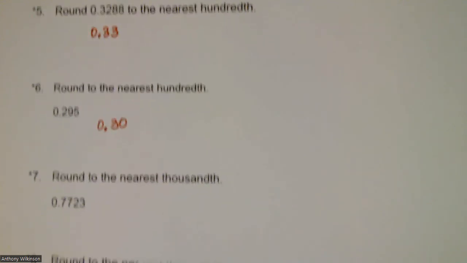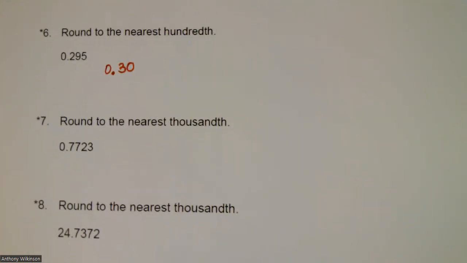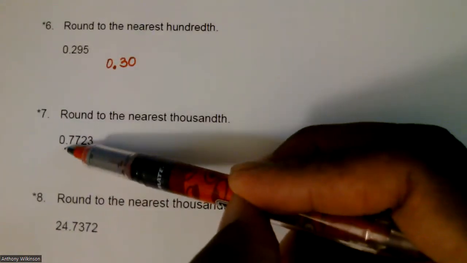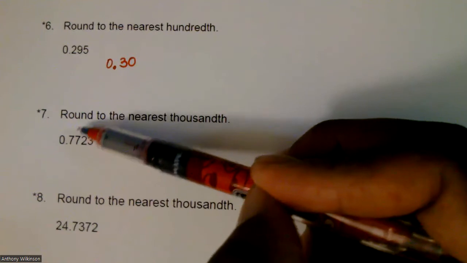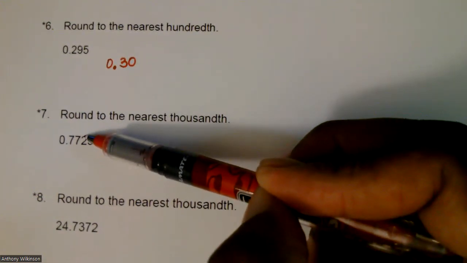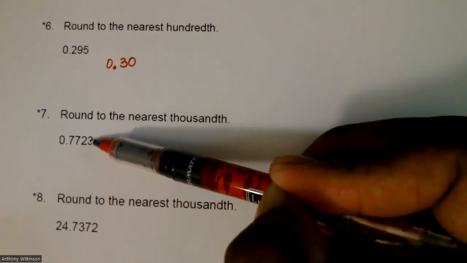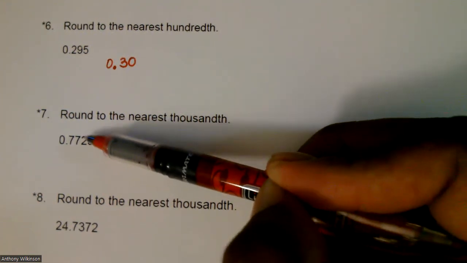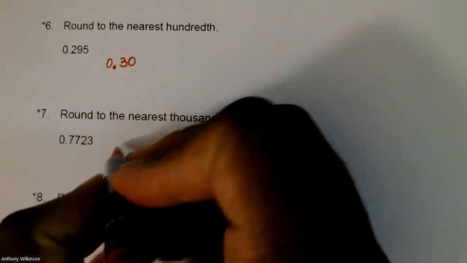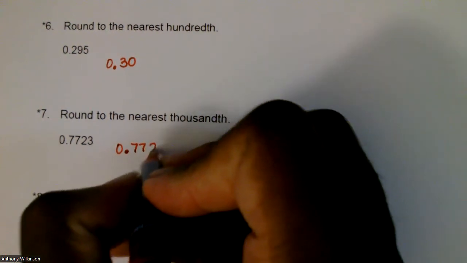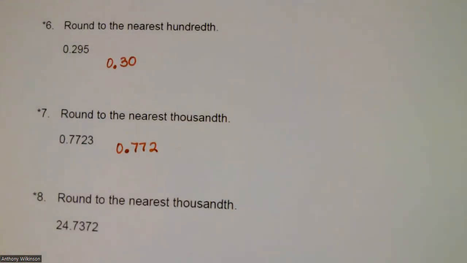All right, number 7, to the nearest thousandth this time, 0.7723. Well, let's look at the digit in the thousandths place. So here's our decimal point, tenths, hundredths, thousandths. This 2 is in the thousandths place. To the right of that is 3. Well, 3 is less than 5, so this 2 remains the same. So to the nearest thousandth, it would be 0.772.